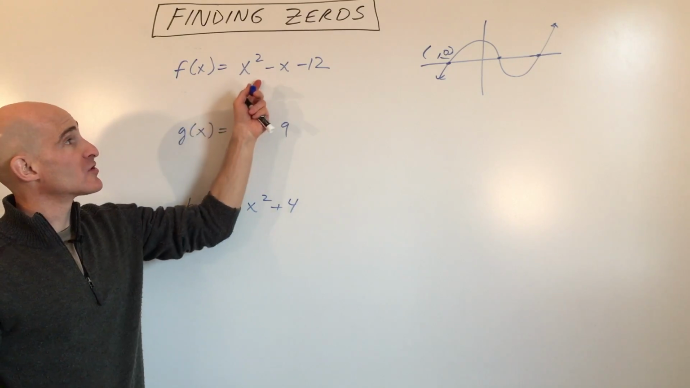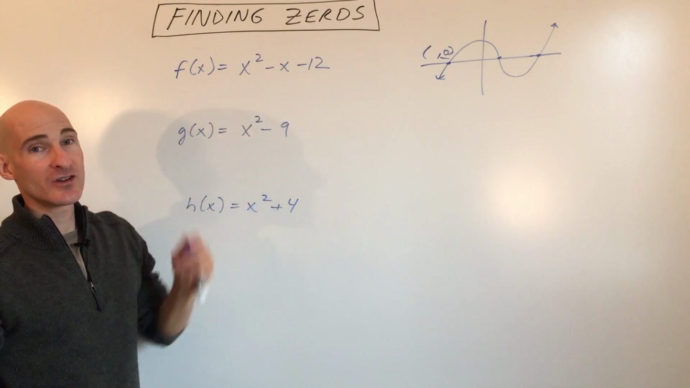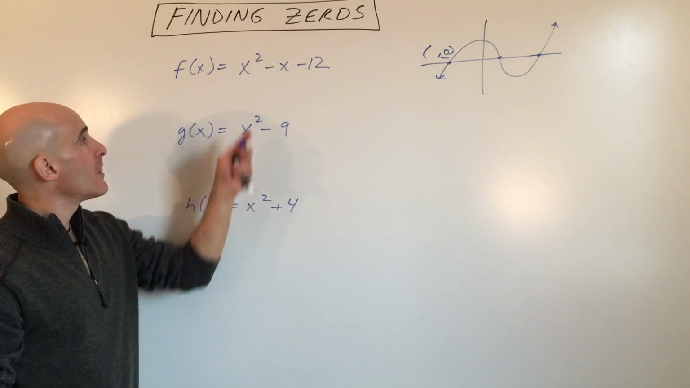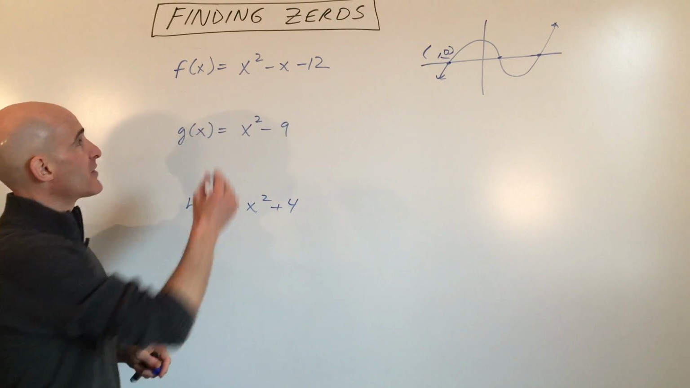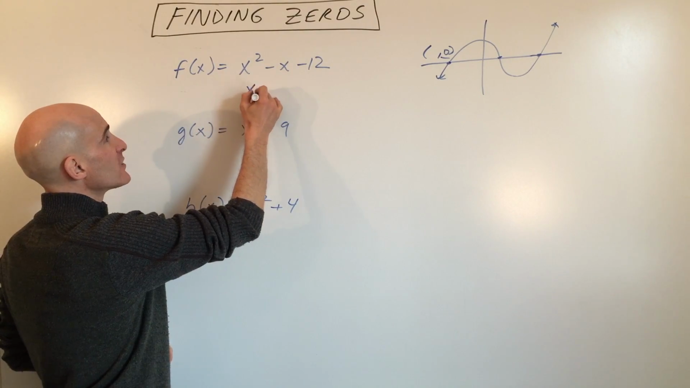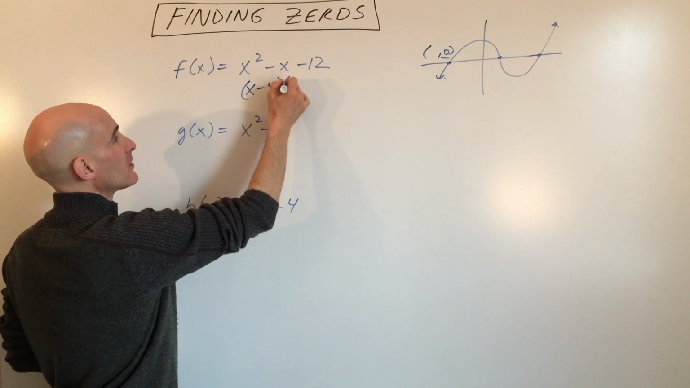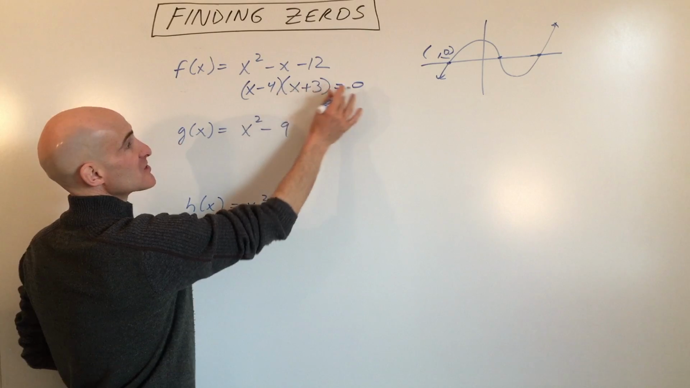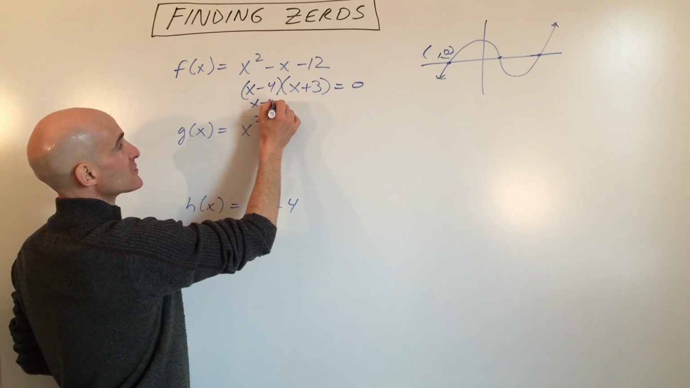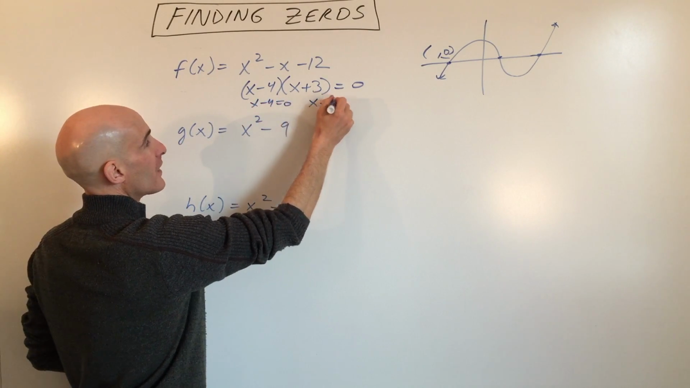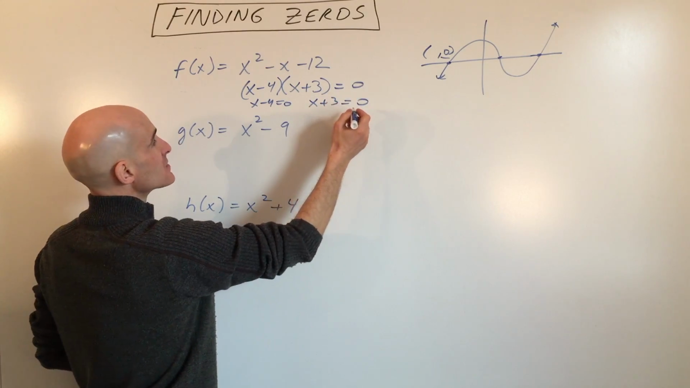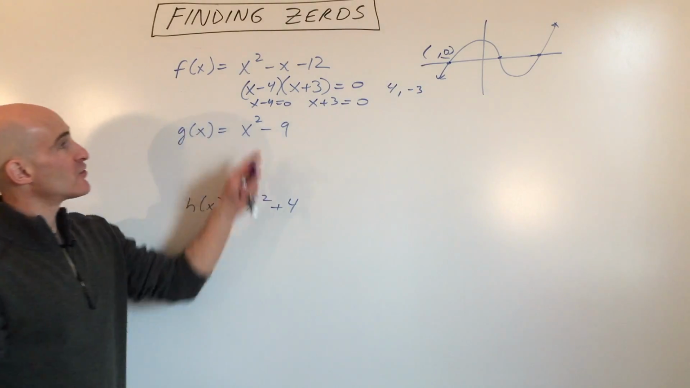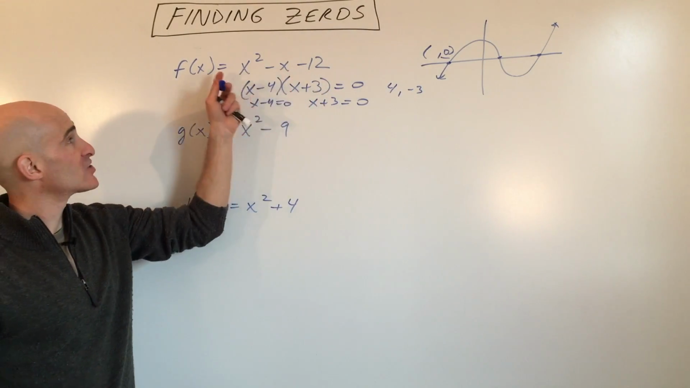For these zeros, you could use the quadratic formula. You could factor. There's something called the rational root theorem that we'll be getting into in another video. But for here, I'll just show you the factoring method on this problem. So you can see we can factor this as x minus 4, x plus 3. We set these factors equal to 0. So x minus 4 equals 0, or x plus 3 equals 0. So we get 4 or negative 3. So those are the zeros. Those are the values that make this function equal to 0.